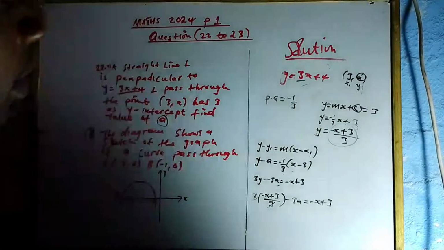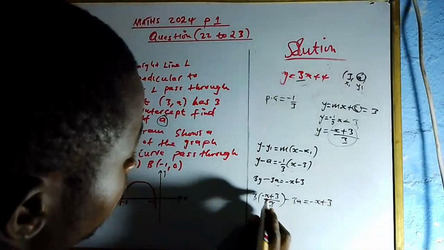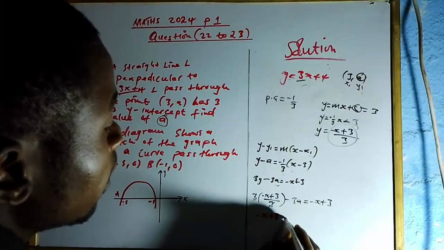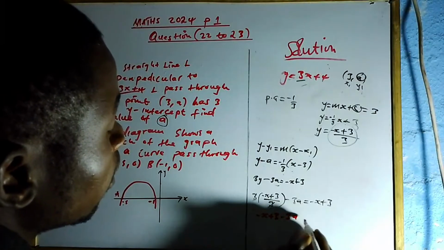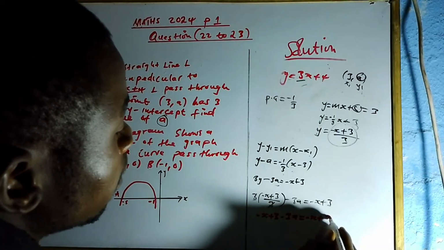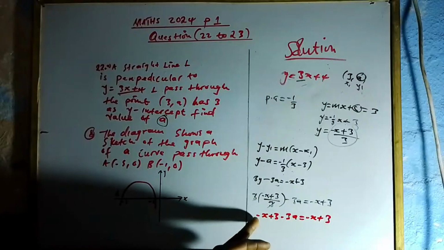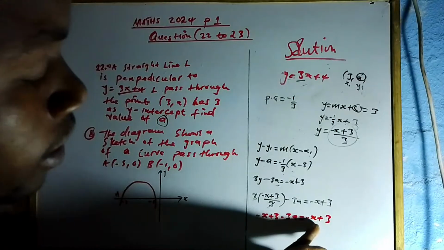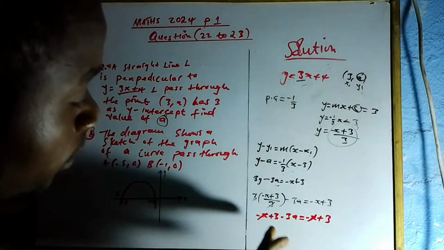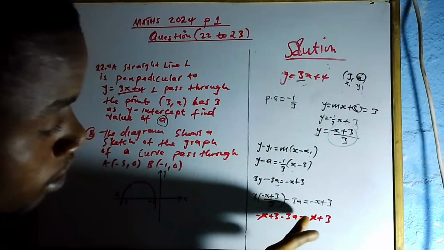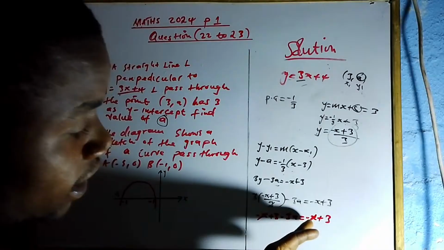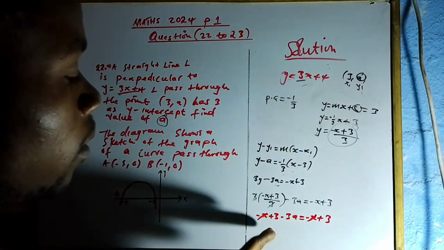Here we will remain with minus x plus 3 and minus 3a equals to minus x plus 3. Here you have minus x and minus x, it is common, so this x and this x cancel. If you want, you can do minus x when this minus x approaches the cosine to be positive x. So minus x plus x, you're going to have 0.